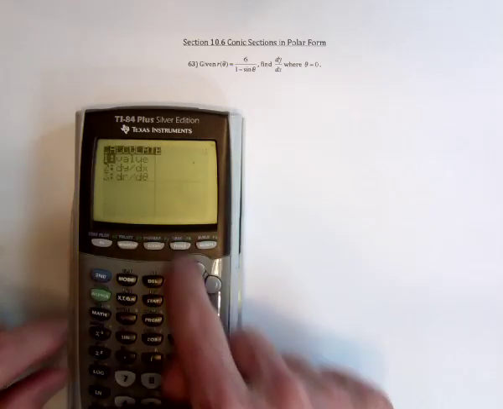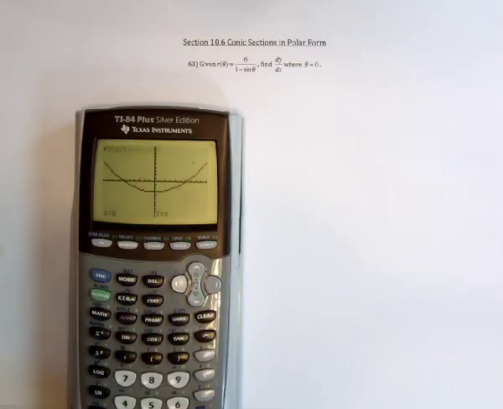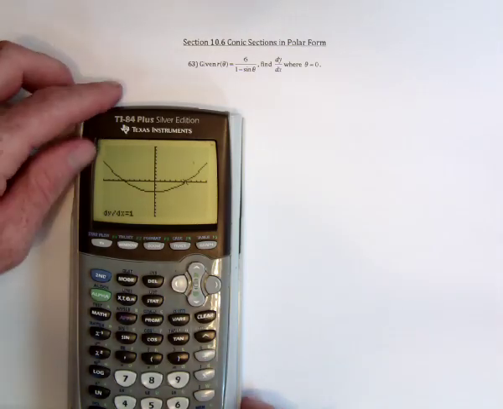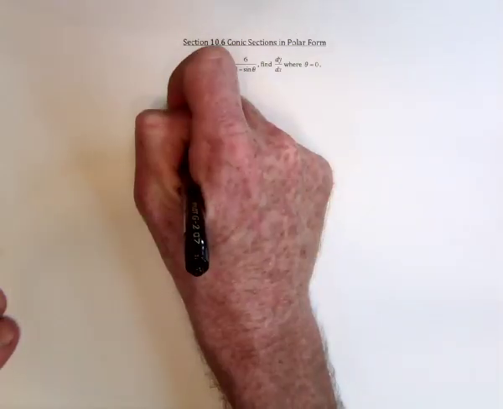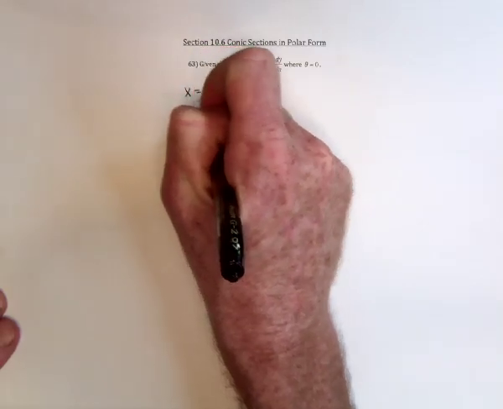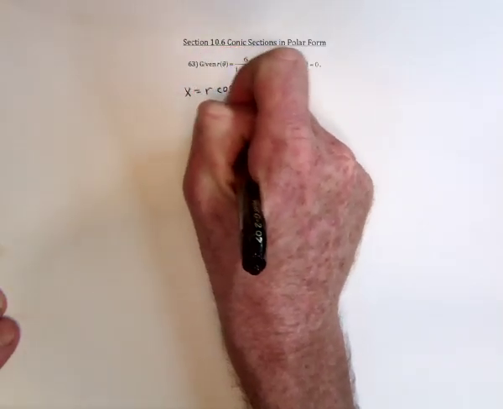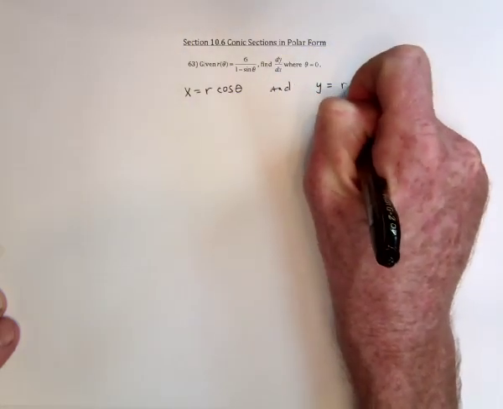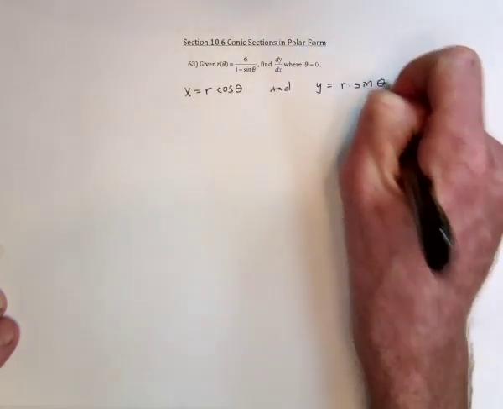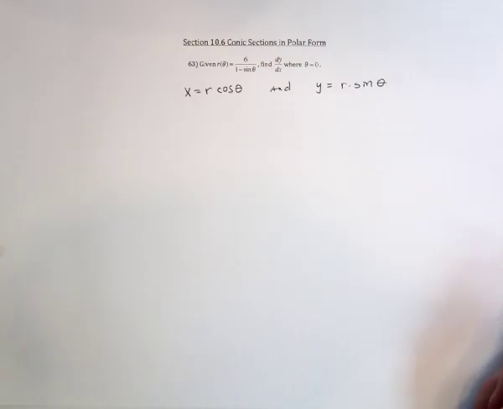In fact, we could ask the calculator, how much is dy dx at that point? Oh, what a guess. dy dx is equal to 1. Now let's actually prove it. So we can use formulas like x is equal to r cosine theta and y is equal to r sine theta. Those two equations are always true.